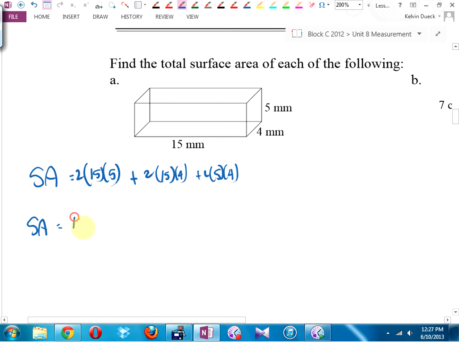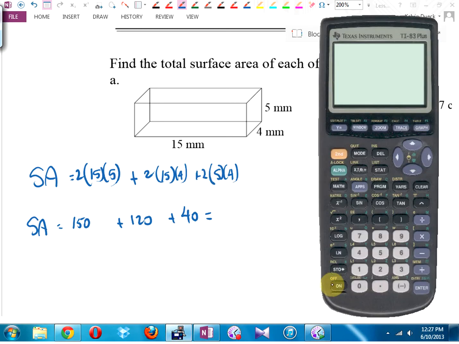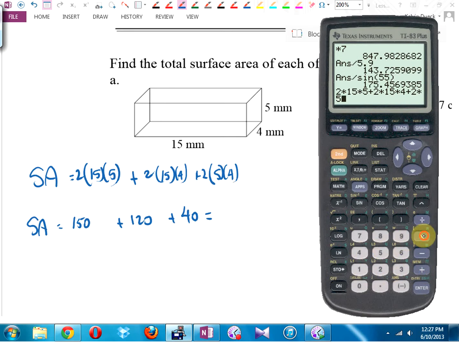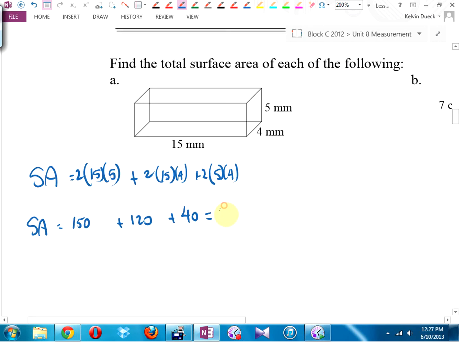It's going to be 150 plus 120 plus 40, I think. 150 and 120 is 270 plus 40. Check, is it 310? Double check me. Am I wrong? I could be. 2 times 15 times 5 plus 2 times 15 times 4 plus 2 times 5 times 4. 310. I did it in my head, people.